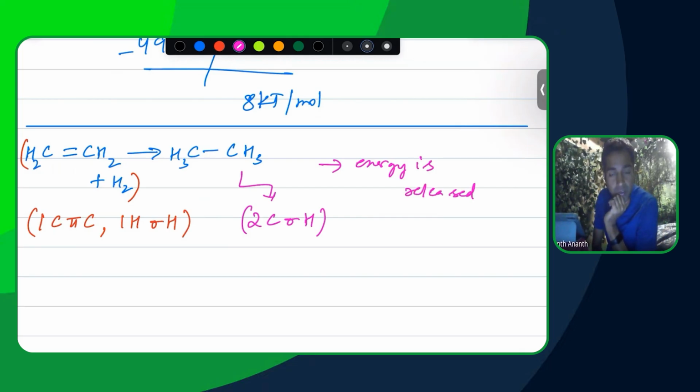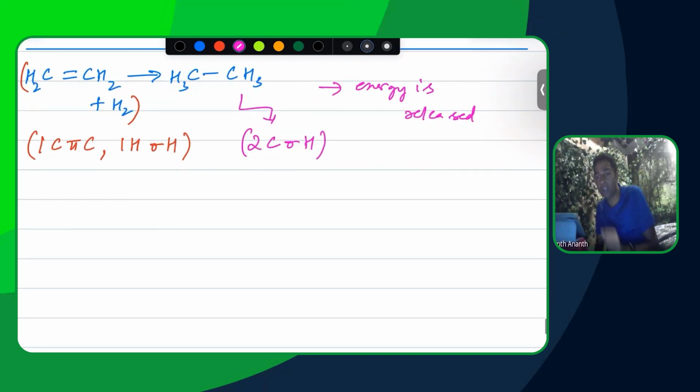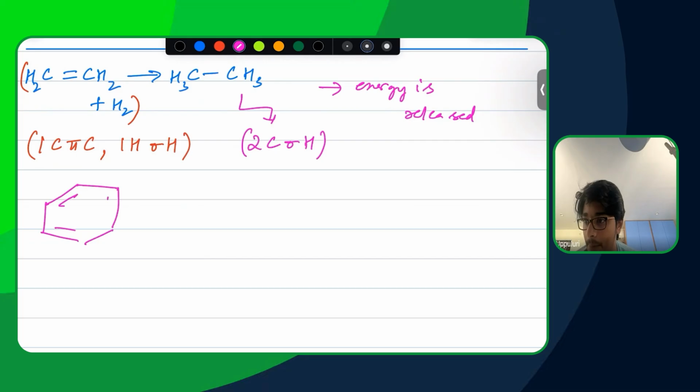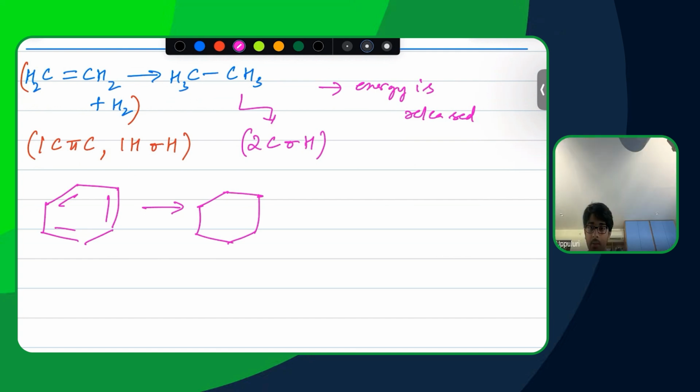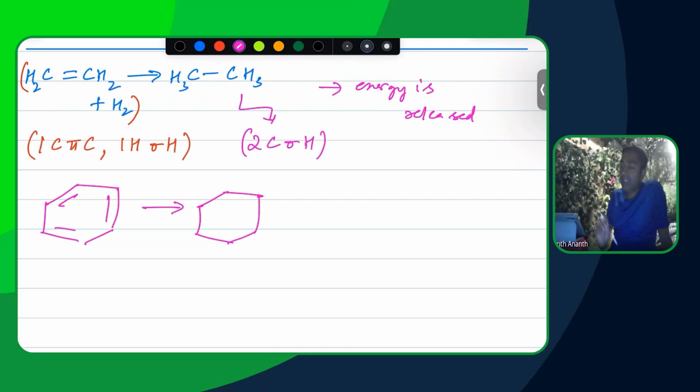So energy is released in the process. When energy is getting released in the process, now we can extrapolate this. For instance, if I'm converting benzene into cyclohexane, technically I'm breaking three carbon pi bonds and converting it into this fashion here. So in that case, I should technically be having approximately three times this energy released.